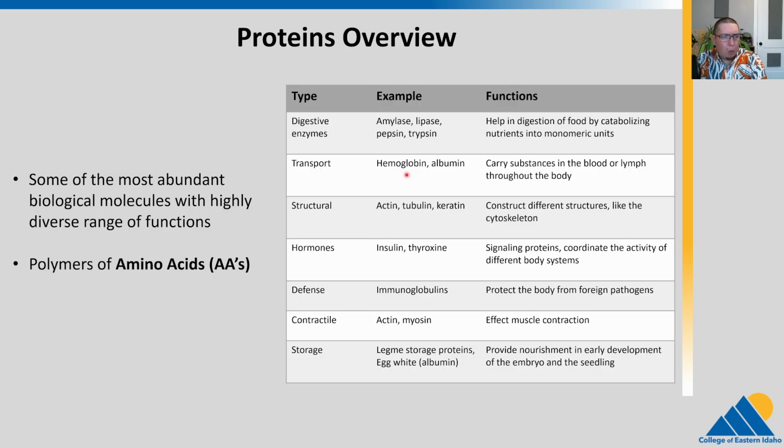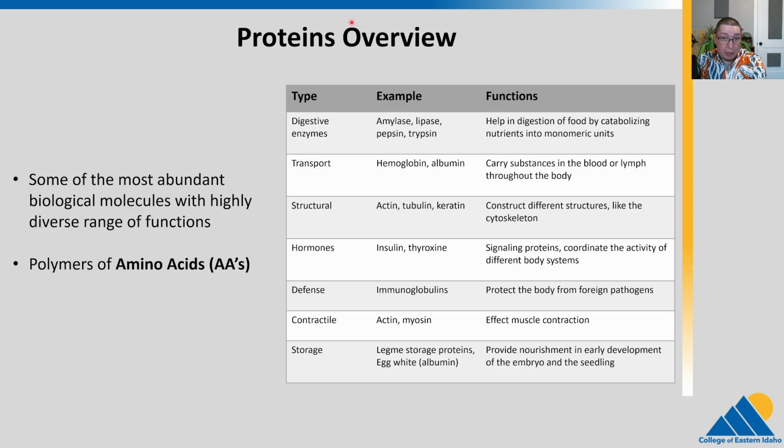All right, so what do proteins do in the cell? Proteins are some of the most abundant biological molecules, and they have a lot of different functions. All proteins, though, are polymers of units called amino acids. You may have heard of amino acids before. We don't need to memorize all 20 amino acids that are here, but amino acids are the monomers that get stuck together to build a protein polymer.